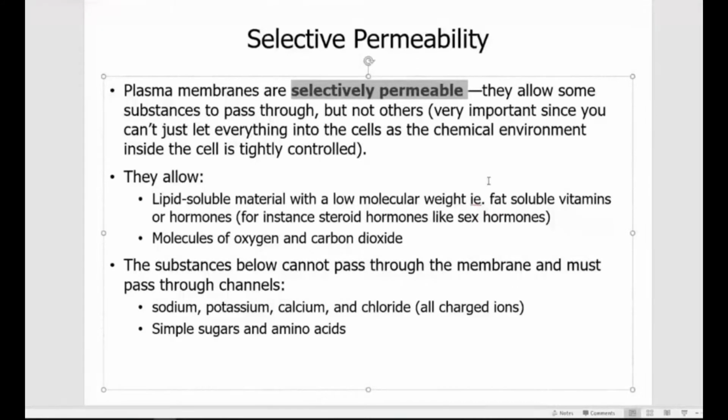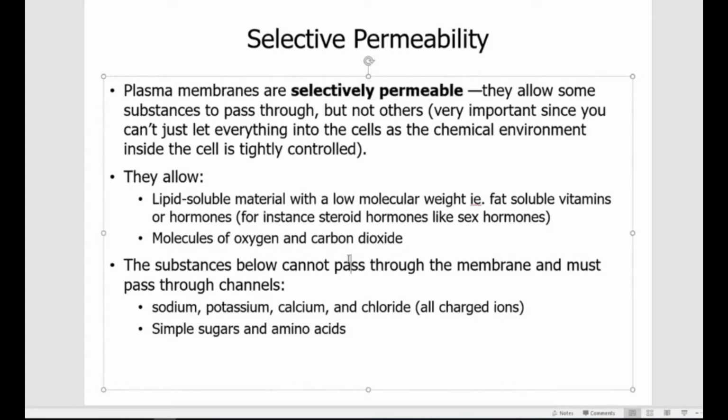The cell membrane has to prevent harmful materials from entering the cell, right? So they don't want those things to go into the cell, but they also want to keep things like nutrients in the cell, right? They don't want them to leave the cell. So it can be very, very selective in what it allows to pass through.